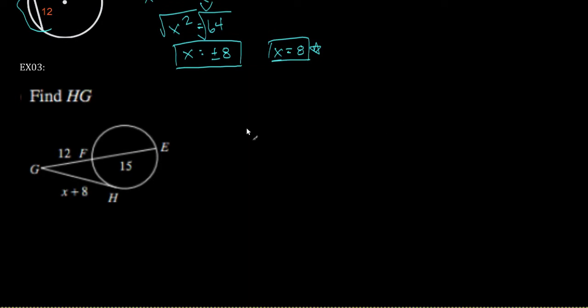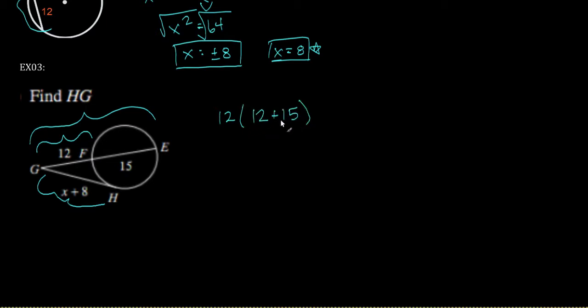Alright, one more. Whew, this one looks like it's going to be interesting. So this 12, GF, times 12 plus 15, this whole length, GE, should give you the same thing as x plus 8 times x plus 8. So 12 times 12 plus 15, remember, the whole length, should give you x plus 8 to the second power. Remember, it's not just x to the second power, not just 8 to the second power, it's the whole length, x plus 8 to the second power.